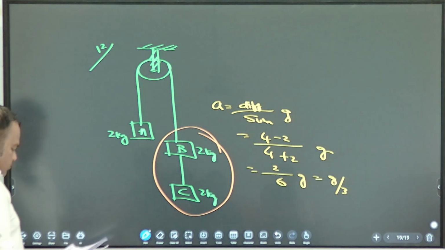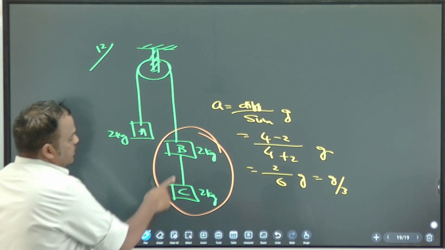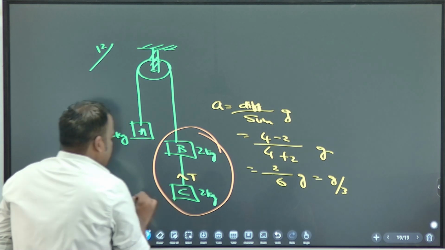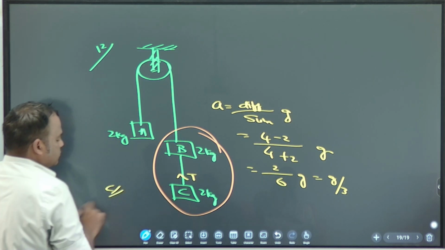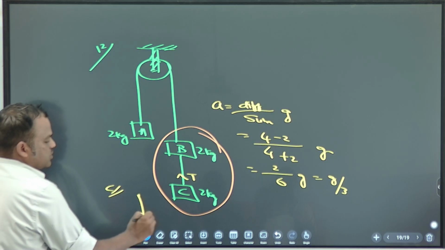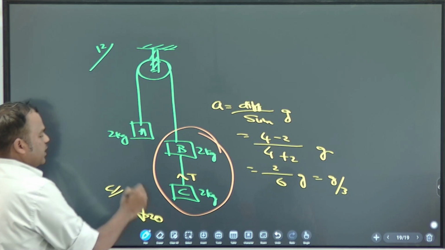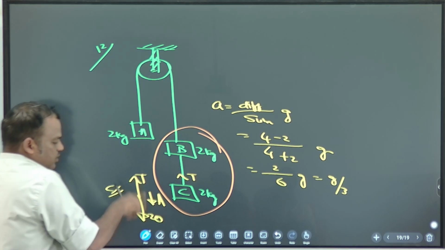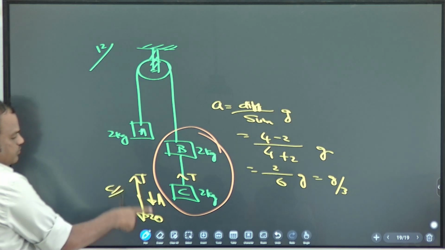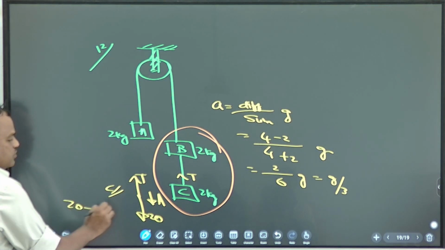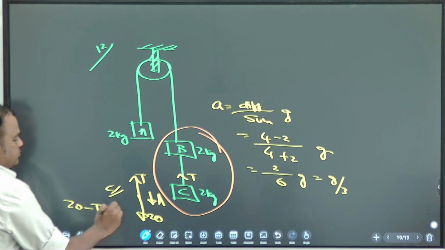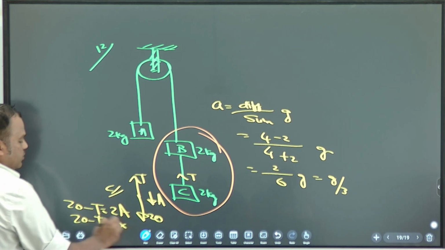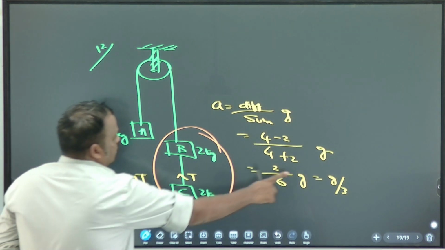So the acceleration is g by 3. Now you have to find the tension between B and C. The tension on C will be up. So for C, downward is 2g, 20, upward is T. Acceleration is downward. Which is greater, 20 or T? 20. Good. So 20 minus T is equal to ma, so 2a. Now a we got is g by 3.